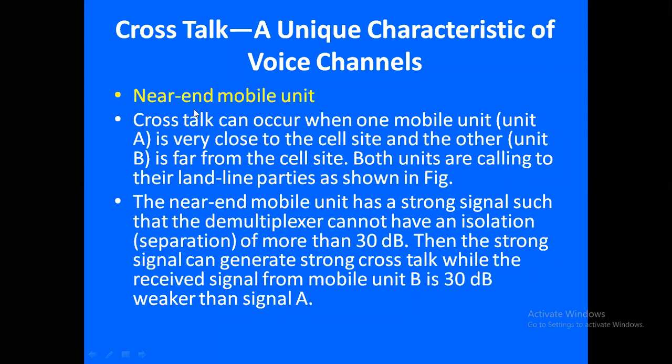Crosstalk in near and far mobile units. Crosstalk can occur when one mobile unit is very close to the cell site and the other is far from the cell site. Both units are calling to the landline parties.